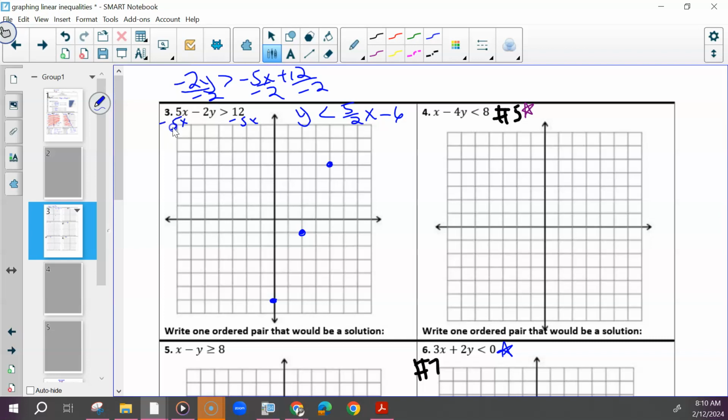Would this line be dashed or solid? Dash. So you can make longer tick marks here. And then would this be shaded above or below? Below. It is less than. Below would be underneath or to the right.